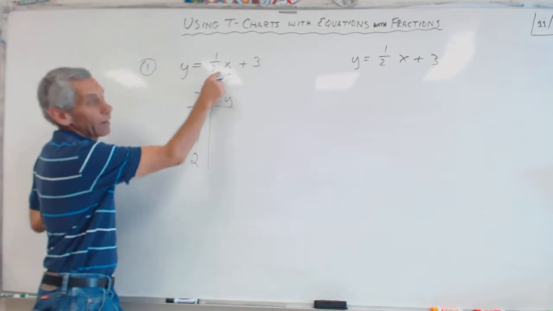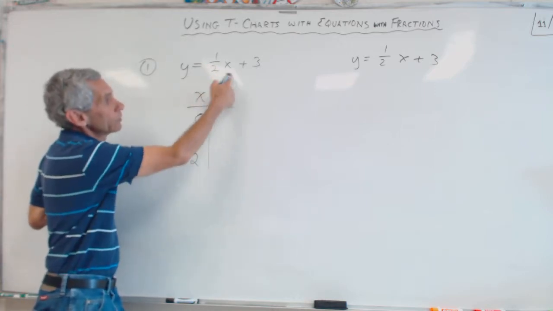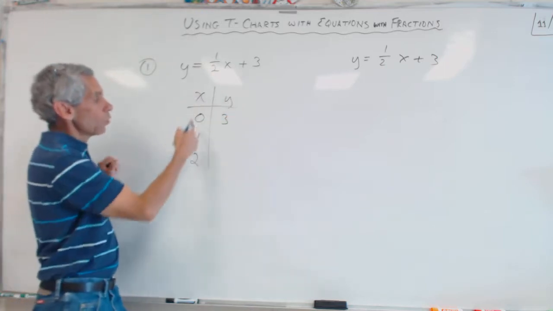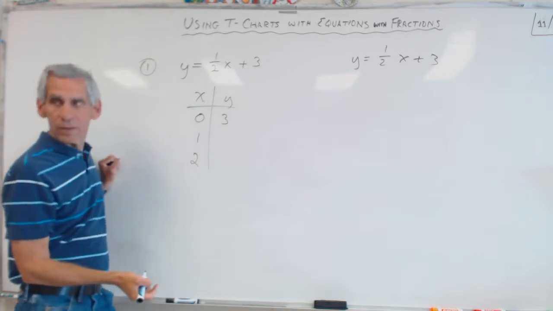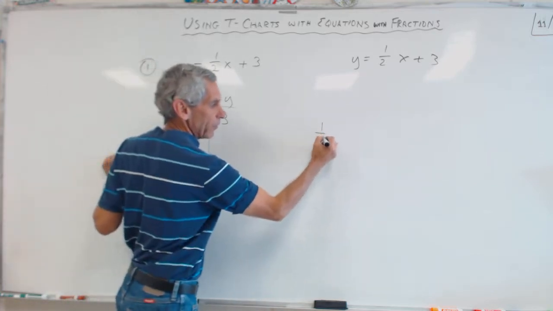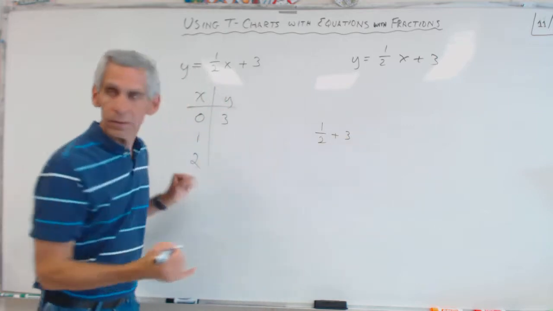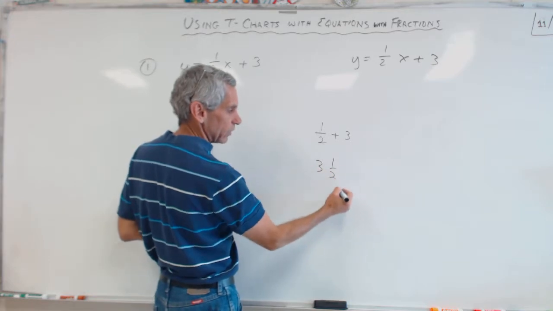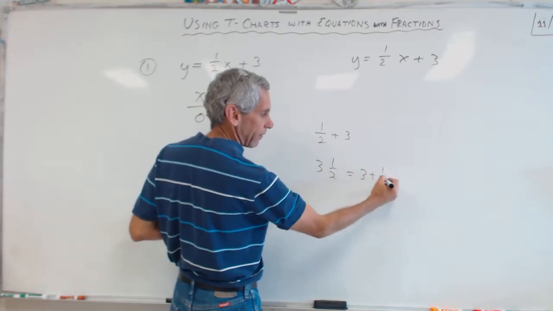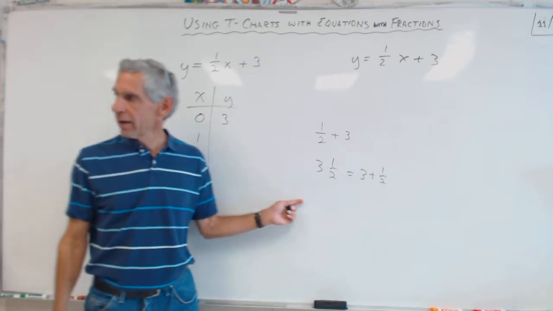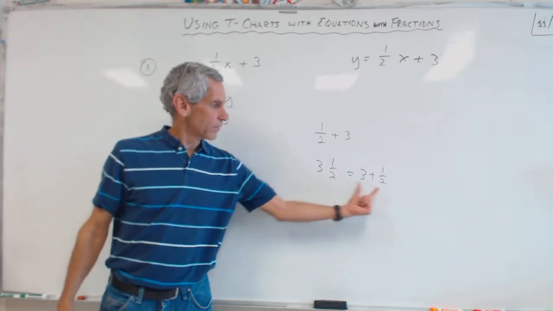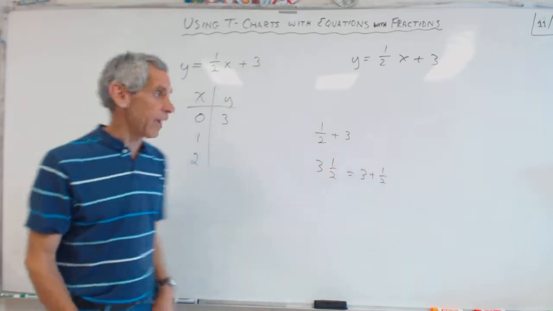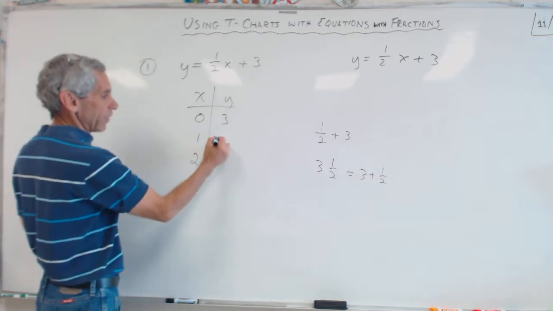Now, 0 times 1/2 is 0, right? So y is equal to 0 plus 3, which is 3. Pretty easy. 1 times 1/2 is 1/2. So 1/2 plus 3 is 3 1/2, right? 3 1/2 is the same thing as 3 plus 1/2. Do you guys know that? A lot of people don't teach that. So when you put the 1/2 first, just put it on the other side. It's just 3 1/2.